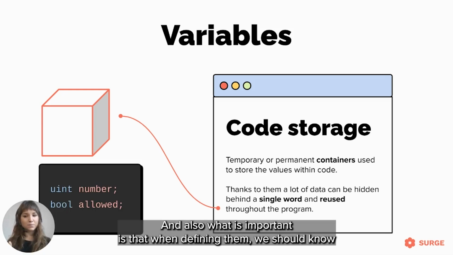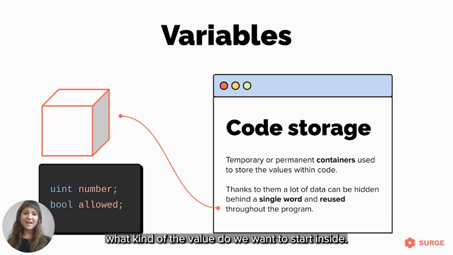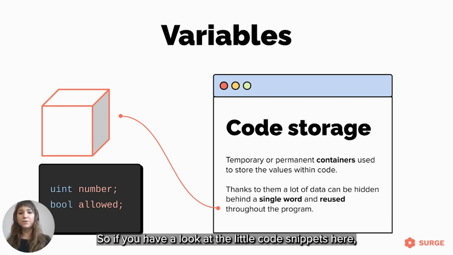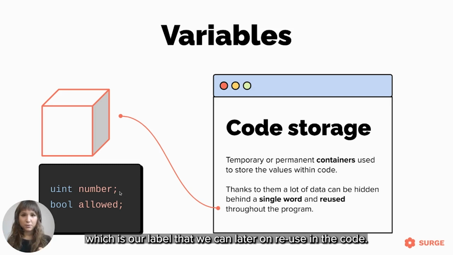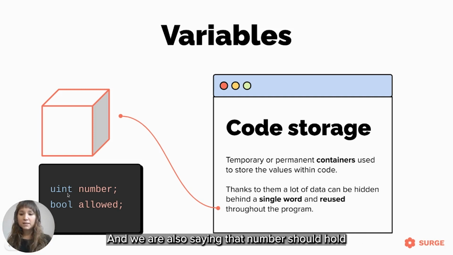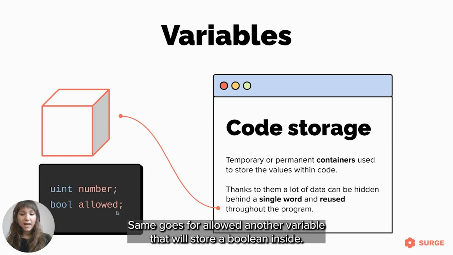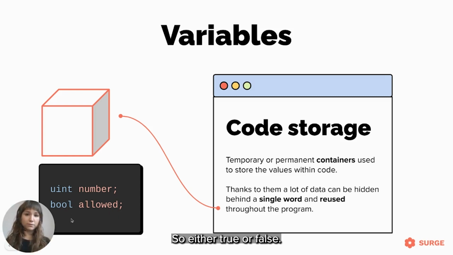And also what is important is that when defining them, we should know what kind of value we want to store inside. So if you have a look at the little code snippet here, what we do is that we create a variable called number, which is our label that we can later on reuse in the code. And we are also saying that number should hold an unsigned integer inside. Same goes for allowed, another variable that will store a boolean inside, so either true or false.